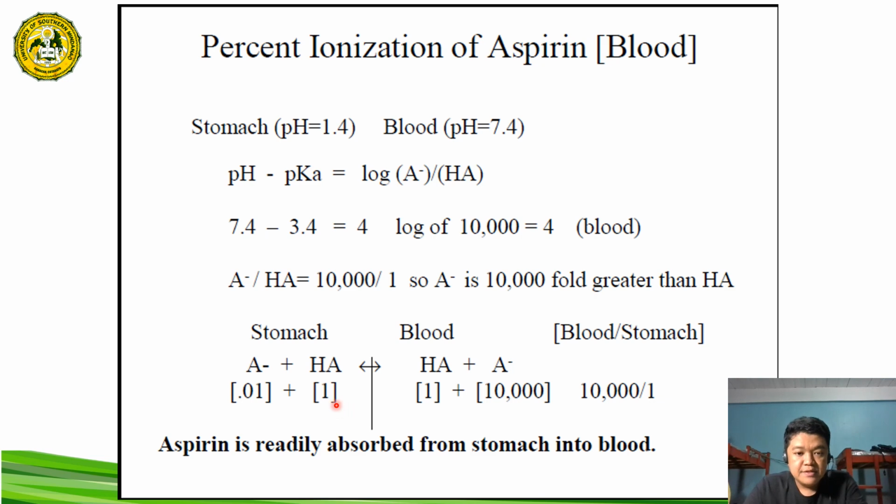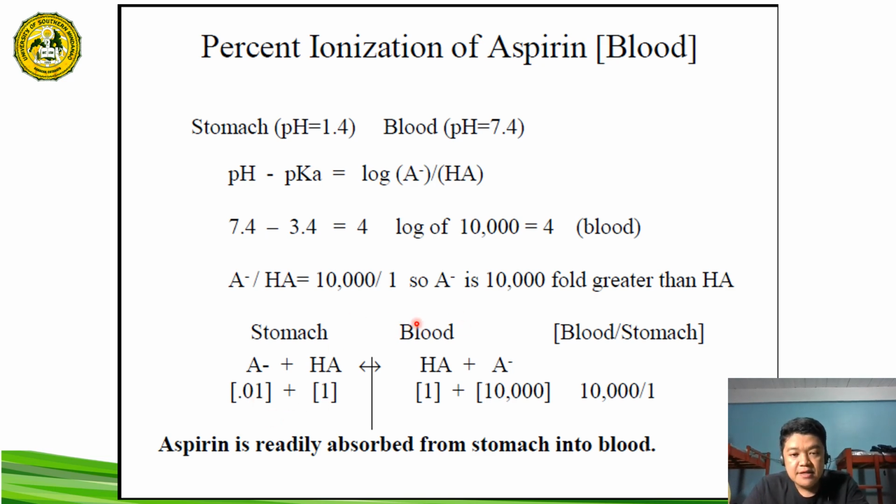So meaning that mas marami yung ating unionized kaysa sa ating ionized. So dalawa, no? 2 yung difference nila. So our pKa is 3.4 and our pH is 1.4. So that will be -2. So meron ditong 2 places here, no? 2 zeros here, or 2 places here, to get the 1 here. So the difference is 2 decimal places.